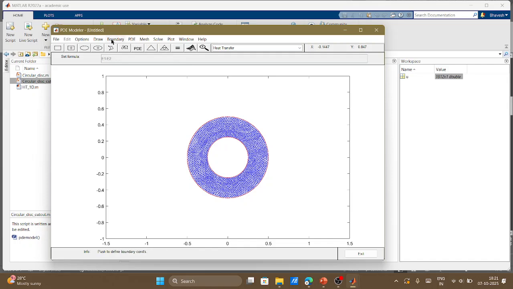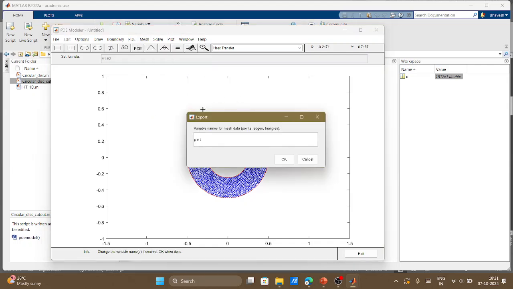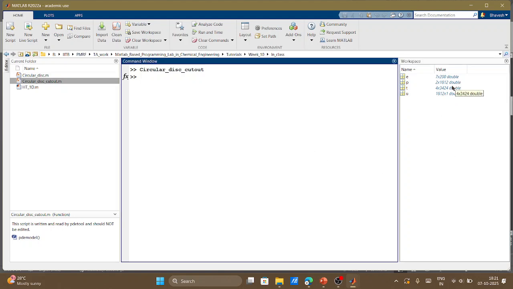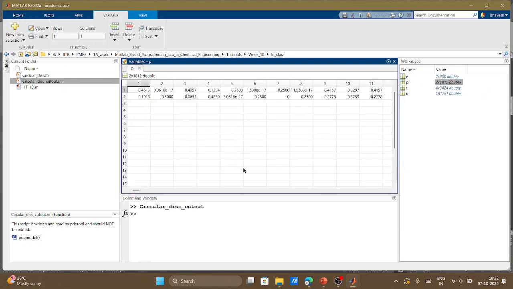So for that, go into the draw part, not draw, sorry, the mesh part. In the mesh part, you have an option of export mesh. When you click on that, this terminal will pop up, which shows the variable names for the mesh data. So you have points, edges and triangles, right? P, E and T, these three variables are there, and when I click OK, it will export these three matrices: matrix P, matrix T and matrix E.